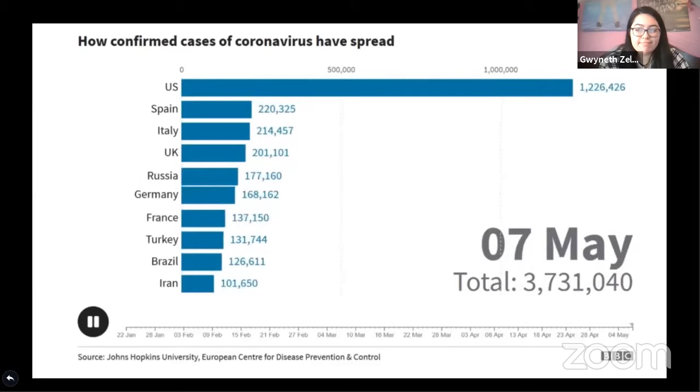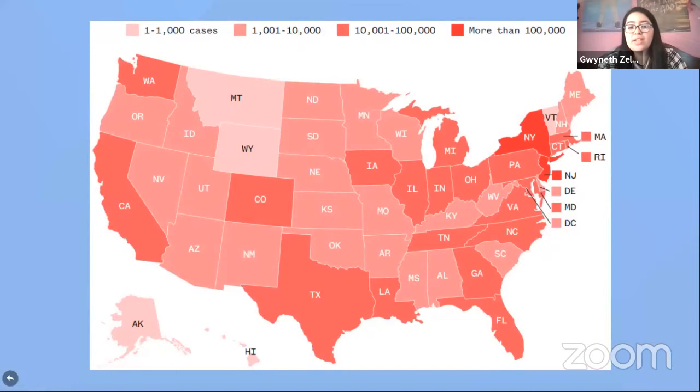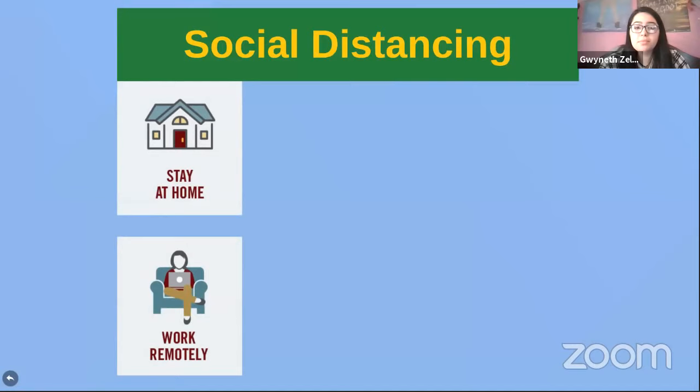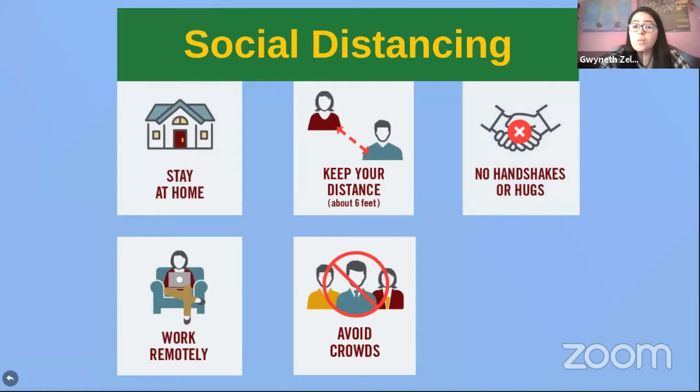In the United States, the epicenter of COVID-19 is in New York, which as of May 8th has about 340,000 confirmed cases. COVID-19 is highly contagious, which has caused stay-at-home orders to be placed to encourage people to social distance. Social distancing means staying at home and working remotely as much as possible, keeping your distance, avoiding crowds and physical touch, and to wash your hands regularly.